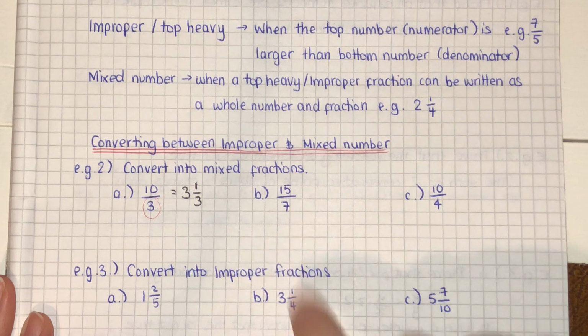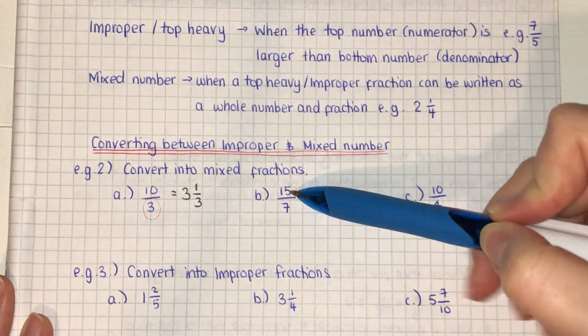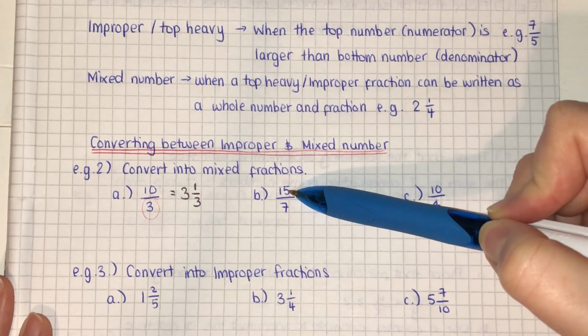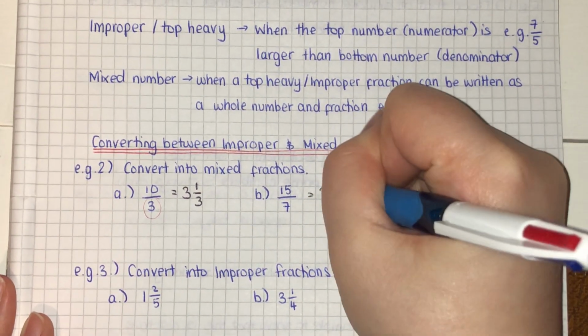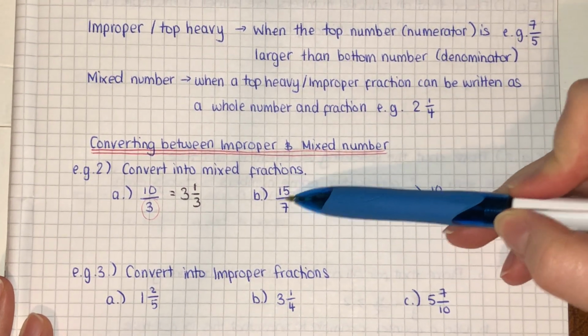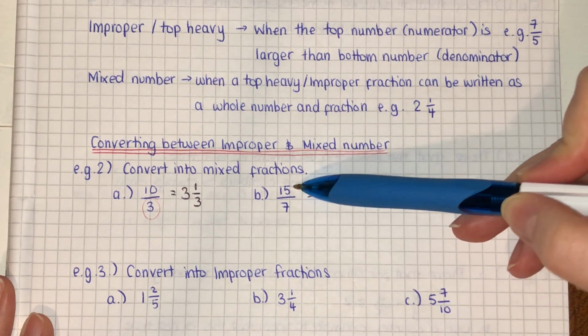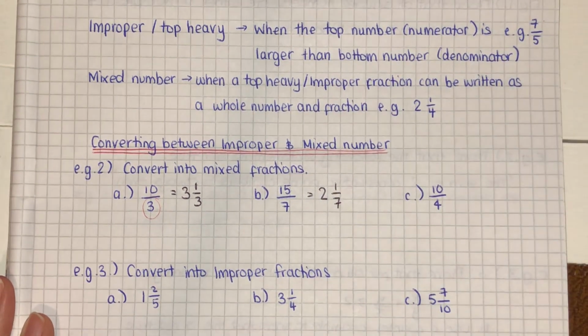Okay, similar idea with this one. Again, we see how many 7s go into 15. 7 times 2 gives you 14, so there's going to be 2 wholes. But we obviously want 15, we don't want 14, so we want 1 extra 7th. So it'd be 2 1/7.